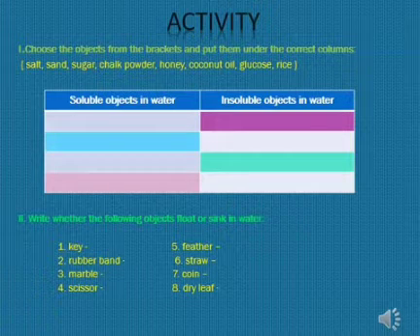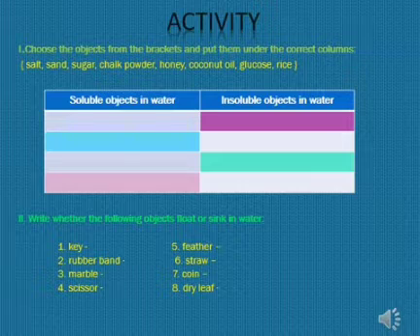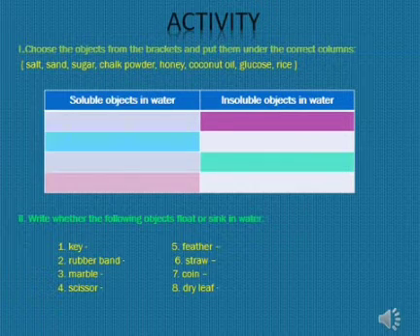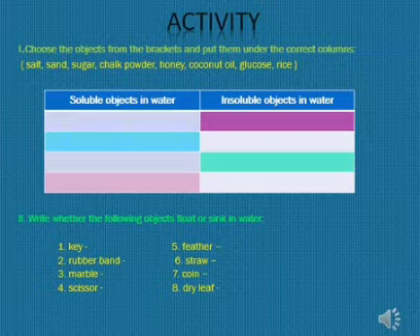So now you have 2 columns. The first column, soluble objects in water, and the second column, insoluble objects in water. So look at the words in the brackets, and the objects which dissolve in water, you will write under the first column, that is soluble objects. Then those objects which do not dissolve in water, you will write in the second column, insoluble objects.